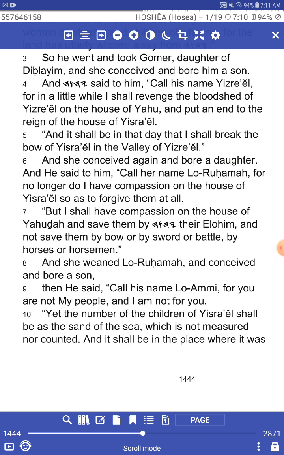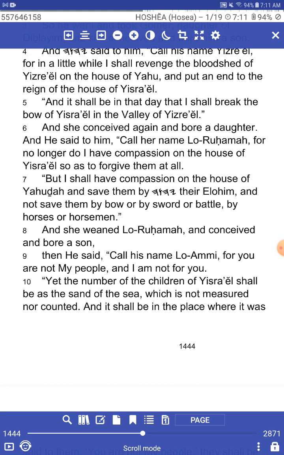Yah says, "I will scatter my sheep and I will distribute them throughout all the Gentiles. You won't know. You will have no more identity. Your identity will be gone." And so this is where we are trying to claim back our identity and trying to figure this out.